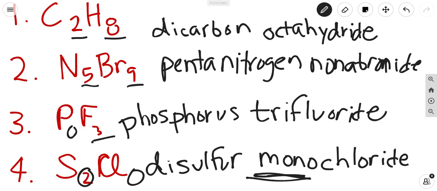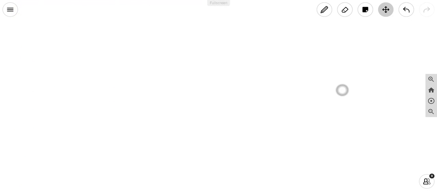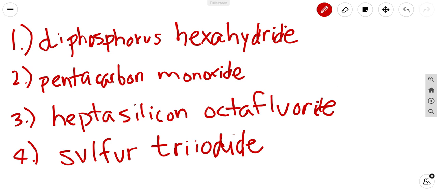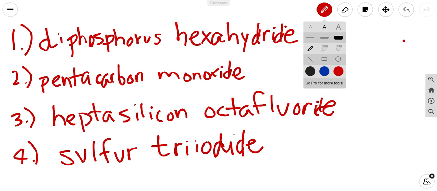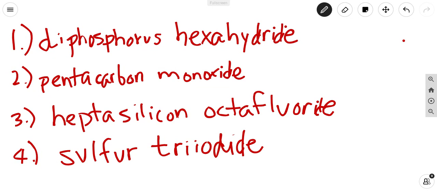So next, let's go ahead and we're going to write the formula. Okay, so here are the 4 that I would like you to write the formula for. All right, so pause the video, copy these down in your notes, and then play the video to see if you got them right. All right, so you should have copied them down. You should have given them a try. So here we go.